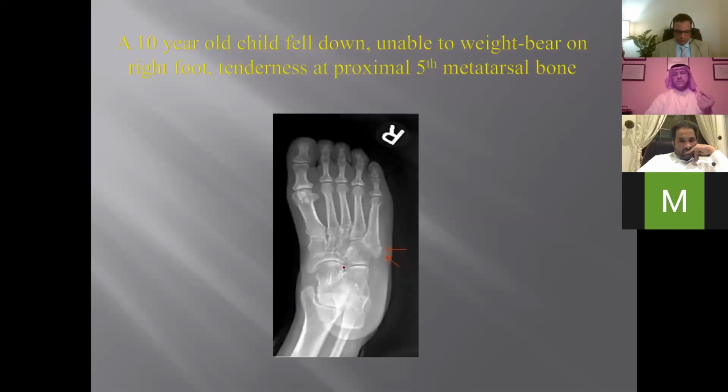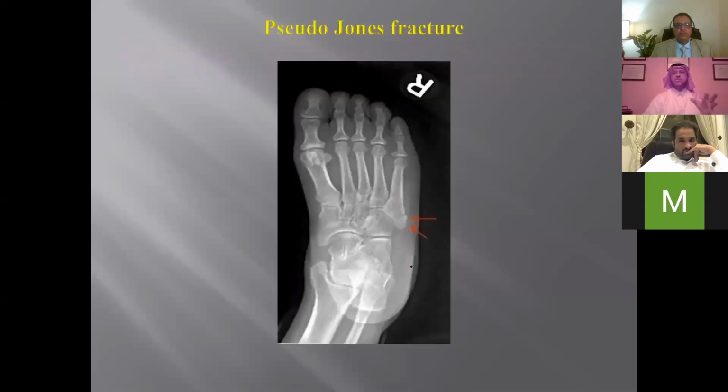Okay, so let's go to case 7. Again, same or another patient presented to you unable to walk. When you did an X-ray for him, there is kind of abnormality here. And we know this is the normal and this is abnormal. So what about this one? This is what we call Pseudo Jones. Pseudo Jones is an avulsion fracture of the tuberosity here.